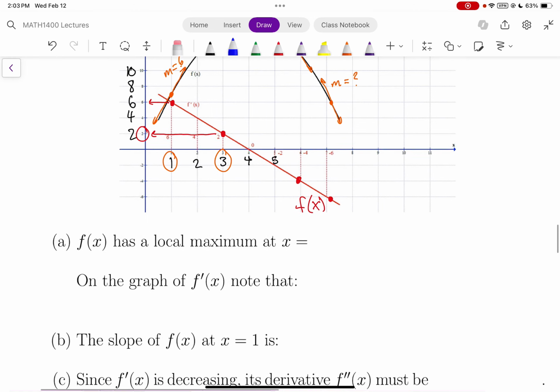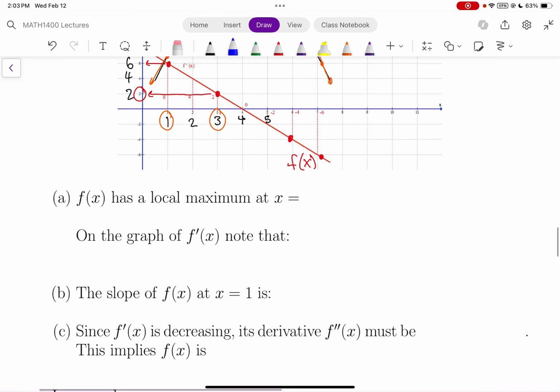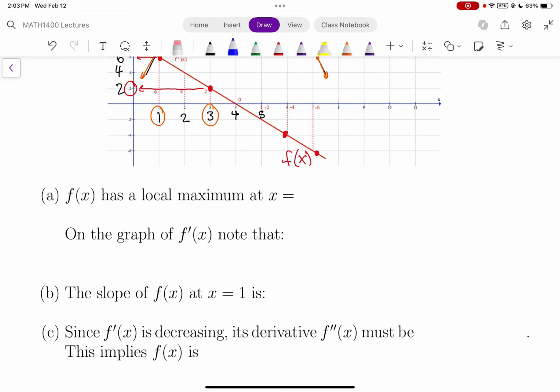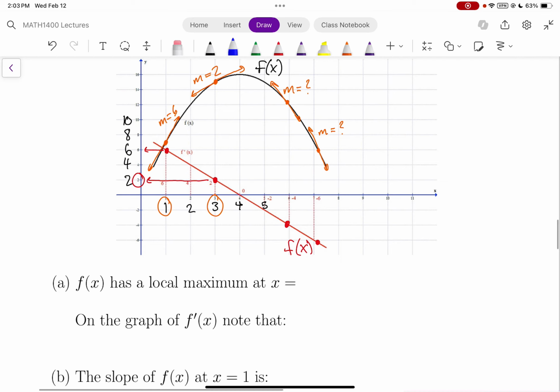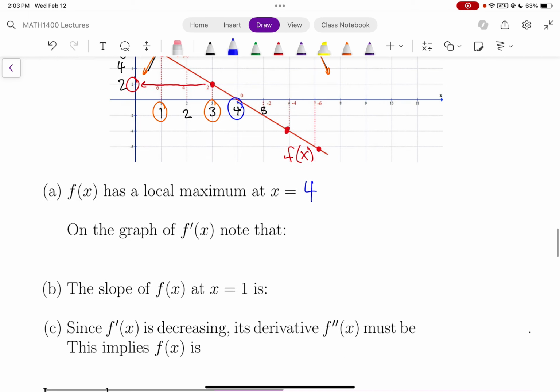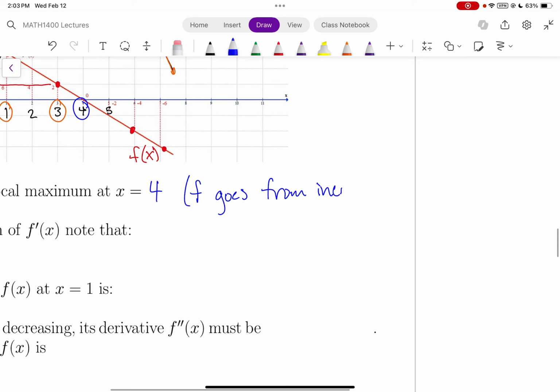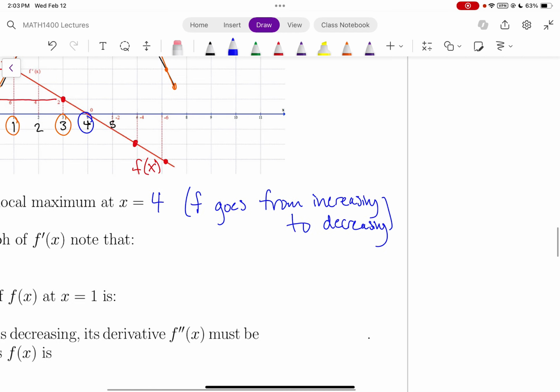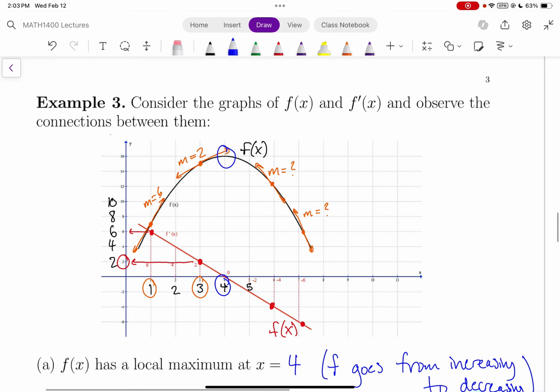And so if we move on to these notes, I know that I maybe have already filled these out, but in case I haven't: f of x has a local maximum at x equals what? That's going to be this point up here. That's our local max, and that's at x equals 4. What I'm going to make a note here is that f goes from increasing to decreasing. That's basically what a local maximum is.